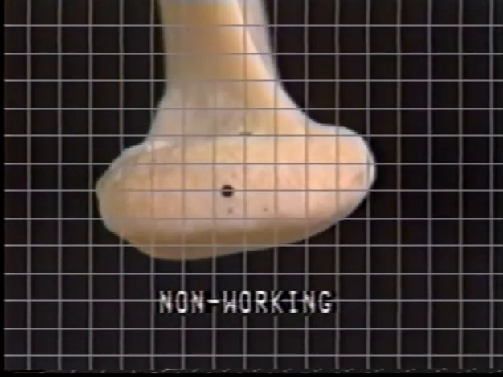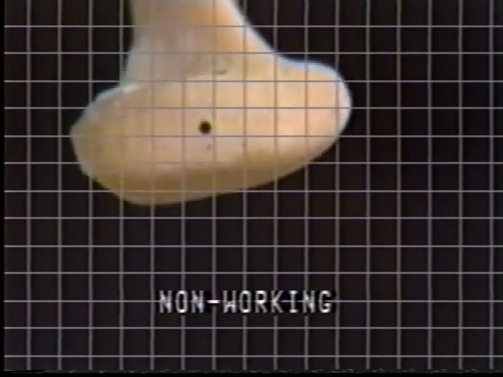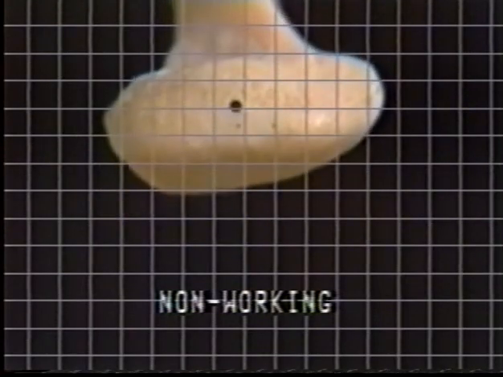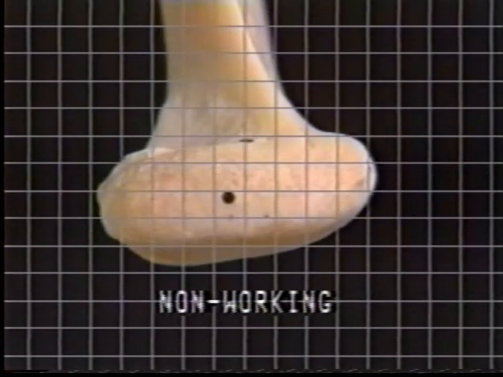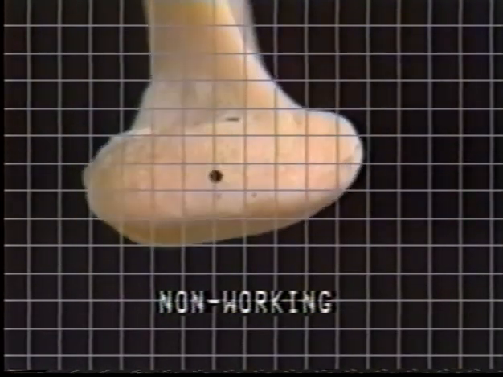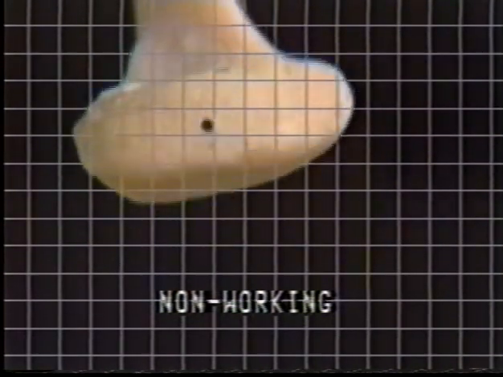Here the food is placed on the left side. We are watching the action of the non-working condyle. After a forward opening movement, the condyle moves medially, influenced by chewing on the left side.